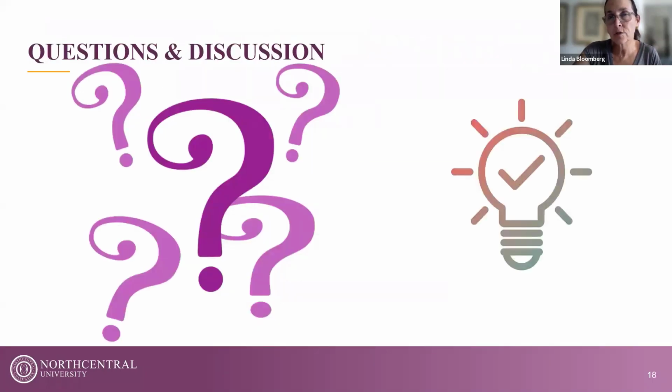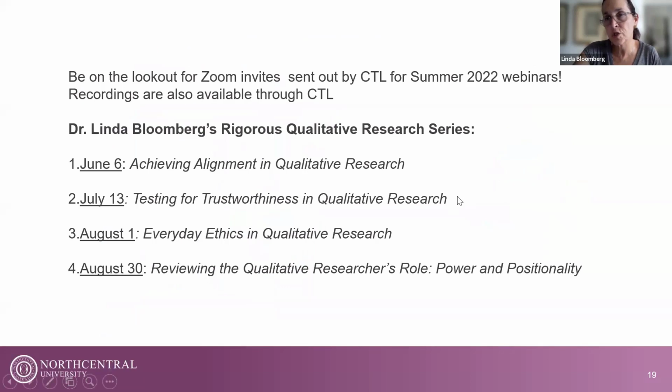So this is my reference list for the information that I've shared here with you. And then I wanted to see if there were any questions and discussion points right at the end. And here is what you can just screenshot for yourselves. The next two are August 1st and August 30th. The August 1st is everyday ethics in qualitative research. Since the pandemic, a lot of new ethical considerations have risen to the forefront, and I'm going to be dealing with some of these, which are really important for researchers going forward. The final one on August 30th is reviewing the qualitative researcher's role, power, and positionality, where I'm going to be looking more at biases and assumptions and the researcher's role in declaring positionality by using a positionality statement, which has become a very important part of the qualitative research process.